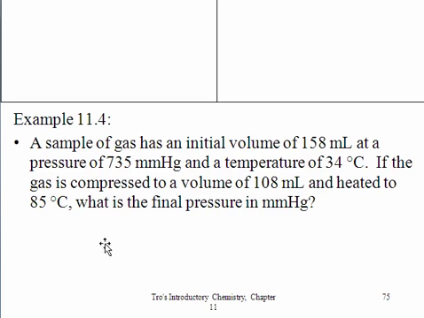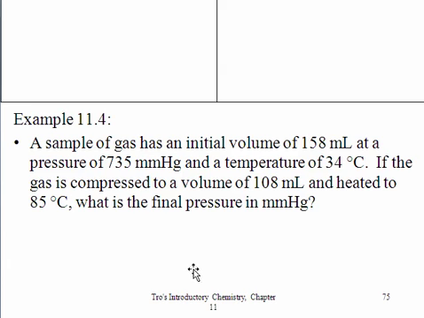So let's look at this example. A sample of gas has an initial volume of 158 milliliters at a pressure of 735 millimeters mercury and a temperature of 34 degrees Celsius. If the gas is compressed to a volume of 108 milliliters and heated to 85 degrees Celsius, what is the final pressure in millimeters of mercury?